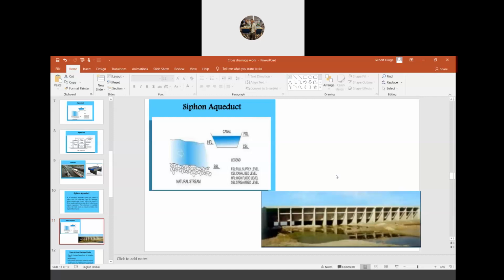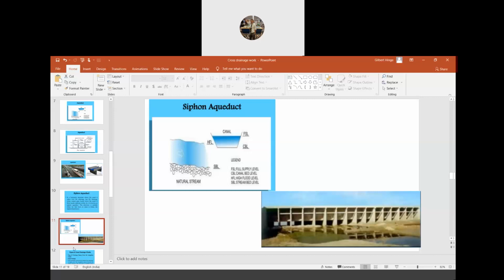If you see here, this is a canal. The bed level of the canal is somewhere around here, and this is the river. So it is well below the highest flood level. That's why it is under siphonic pressure, and that's why it is called a siphon aqueduct. The canal is still on top of the river, but the bed level of the canal is well below the highest flood level. So this is type 1, whereby the canal is on top of the river.